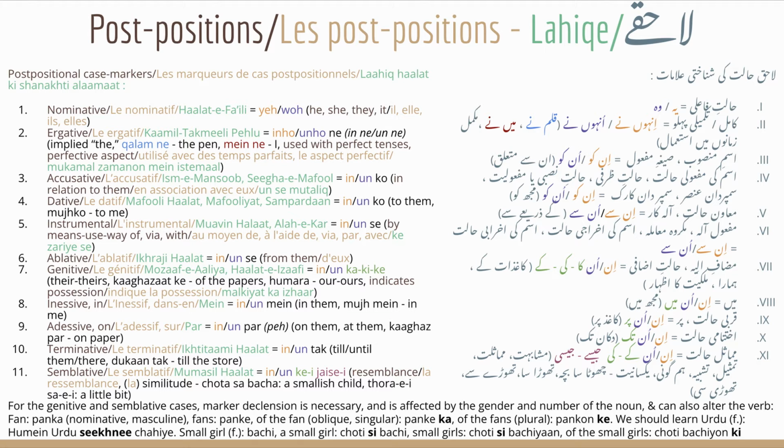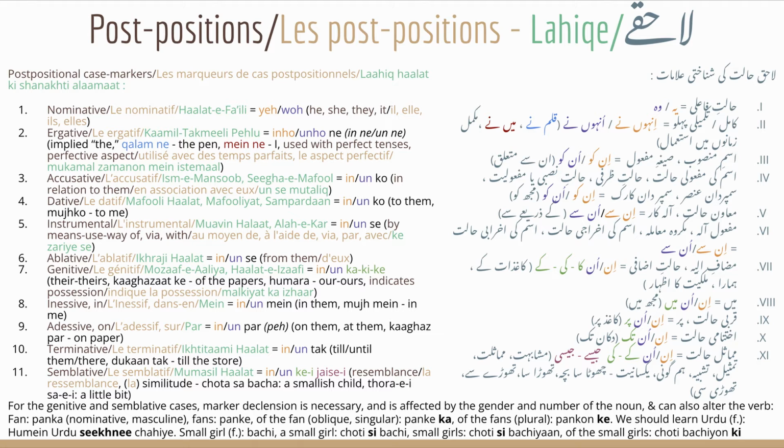For the genitive and semlative cases, marker declension is required, and that's affected by the gender and number of the noun and can also alter the verb. Example, panka, it's nominative and masculine. The plural nominative is panke. Of the fan, that changes it to oblique. So the singular of that is pankeka, and of the fans, plural in the oblique, is pankoka.